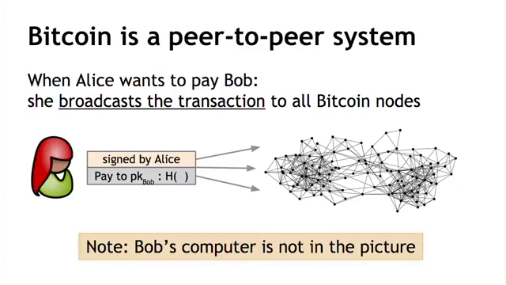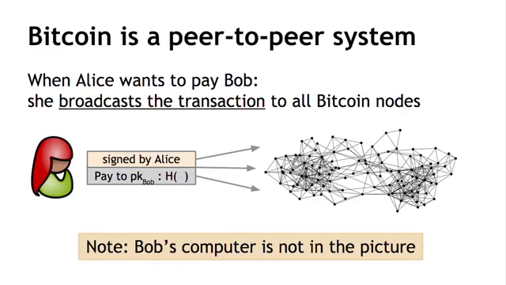So what I mean when I say that Bitcoin is a peer-to-peer system is that when Alice wants to pay Bob, she's going to broadcast a transaction to all of the Bitcoin nodes that comprise the peer-to-peer network. And you can see here the structure of the transaction. This is similar to Goofy coin that we saw in the first lecture.